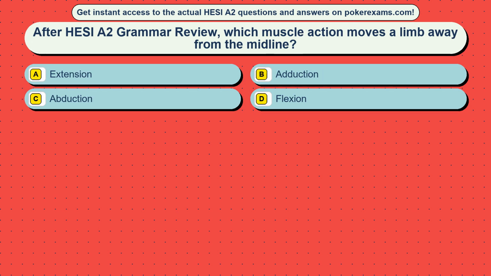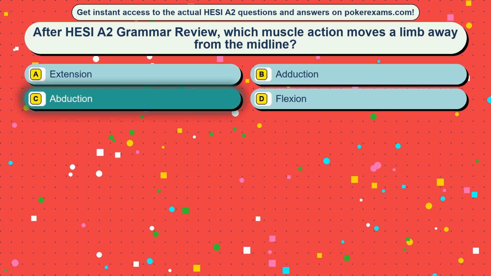Question 36. After HESI A2 Grammar Review, which muscle action moves a limb away from the midline? Option A extension, option B adduction, option C abduction, option D flexion. The correct answer is option C, abduction.